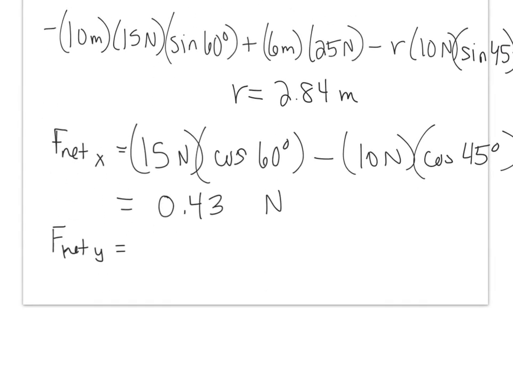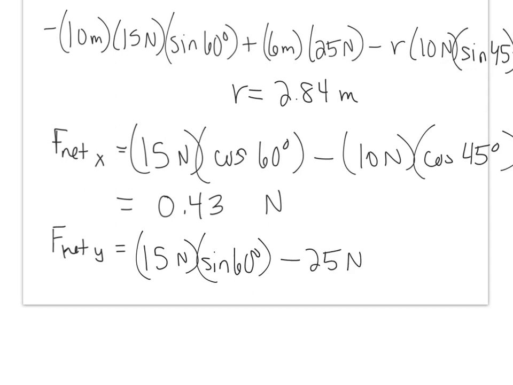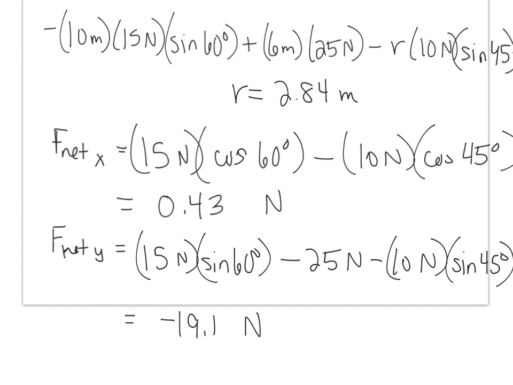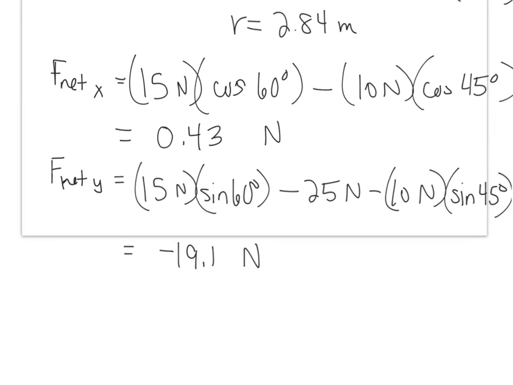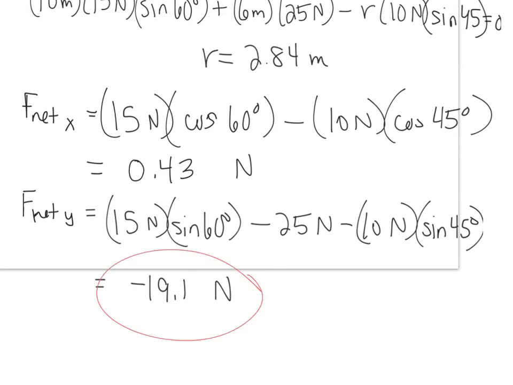So let's go ahead and write all three of those. So again, we have 15 newtons times the sine of 60 for the first force on the left. That's acting up. The middle force, which is 25 newtons, is just acting directly down. And then the last force is acting down, but it's at an angle. It's at an angle of 45 degrees. So that's going to be our net force in the y direction, which turns out to be negative 19.1 newtons. So we can see that clearly this object is not in force equilibrium, because these would have to both equal 0 for that to be true, and clearly these are not 0.